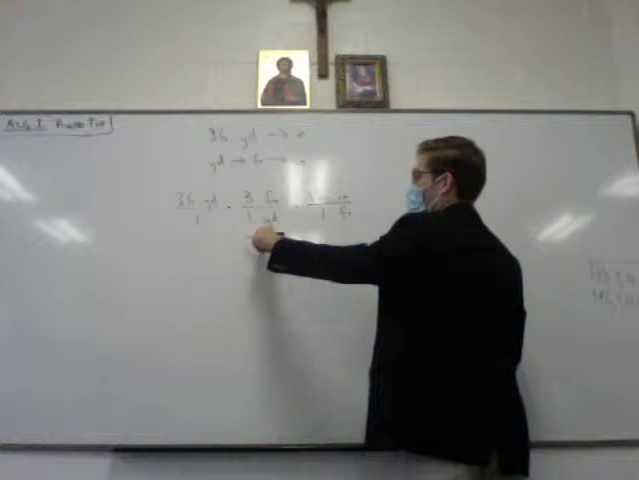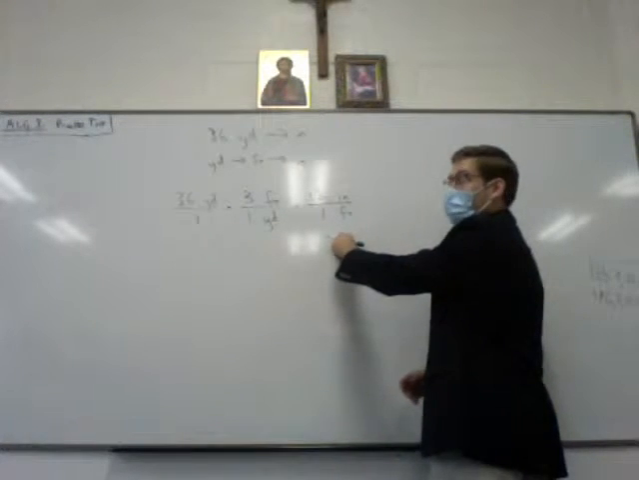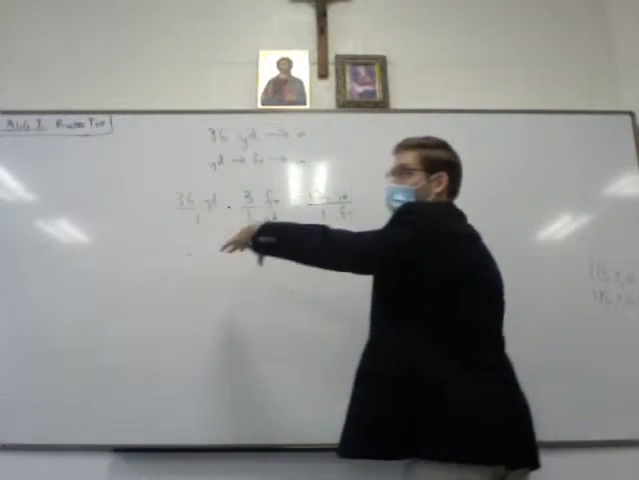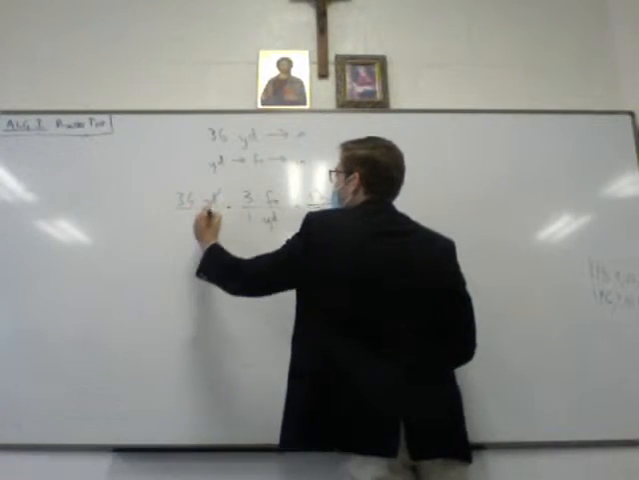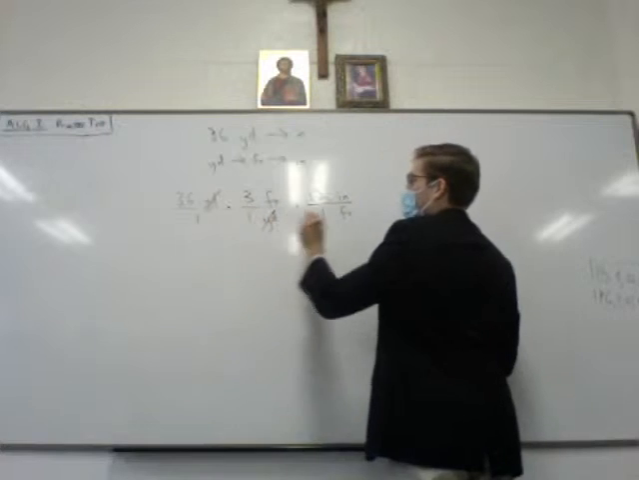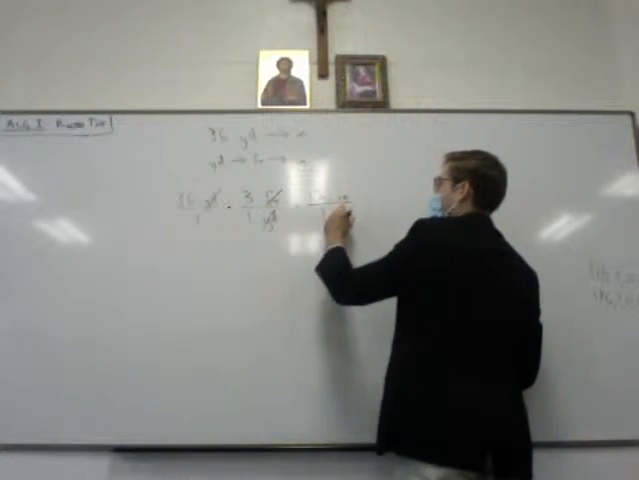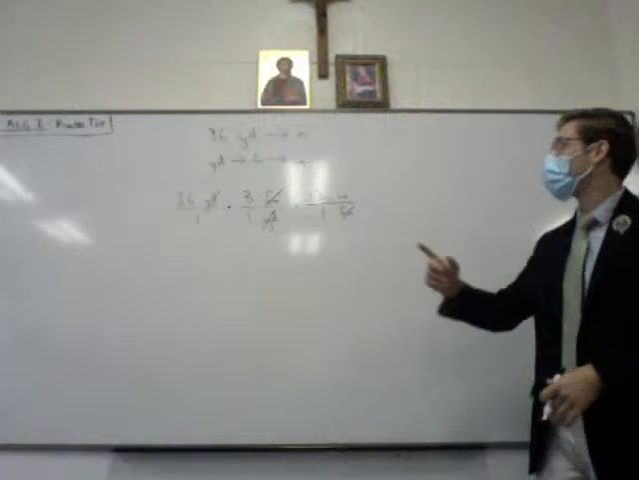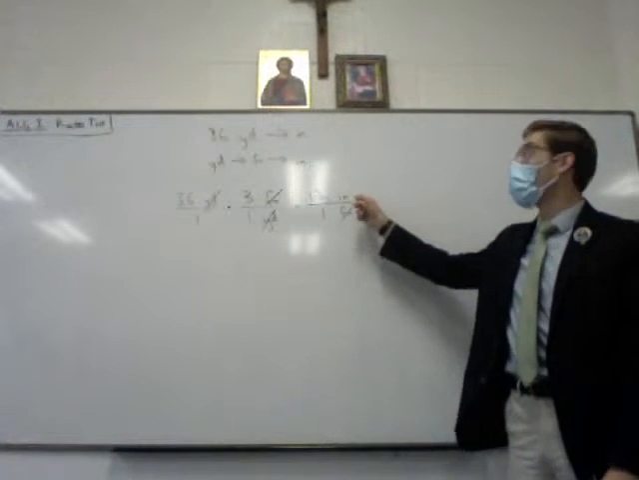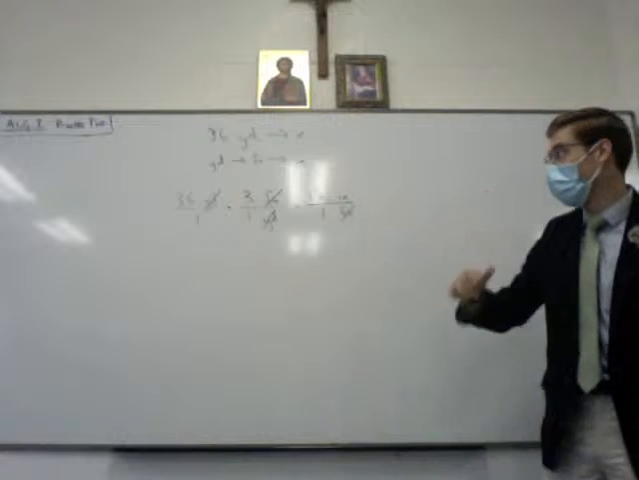Notice this is equal to 1 and this is equal to 1. So we're not changing the value of our original distance. We're just changing the units. Let's go and cancel our units. Yards on the top, cancel out by yards on the bottom. Feet on the top, cancel out by feet on the bottom. If you do this right, all the units should cancel out except for what you're trying to end up with. And we're trying to end up with inches, and we have inches left. So that's a good sign.